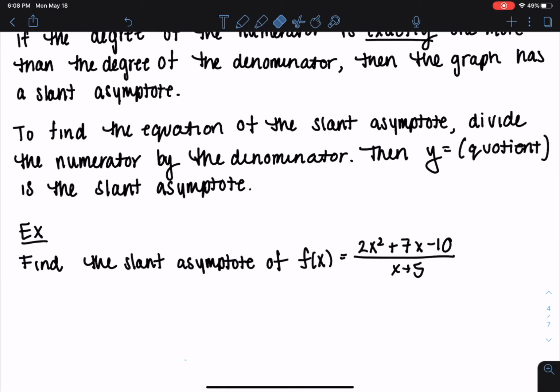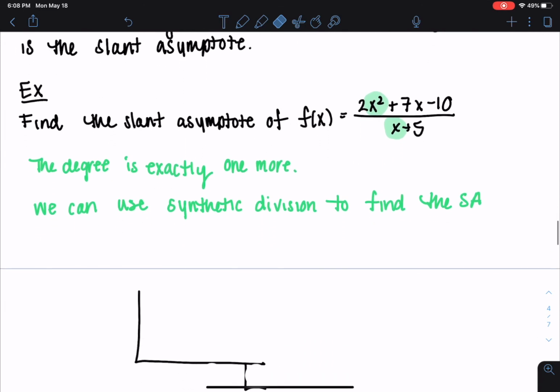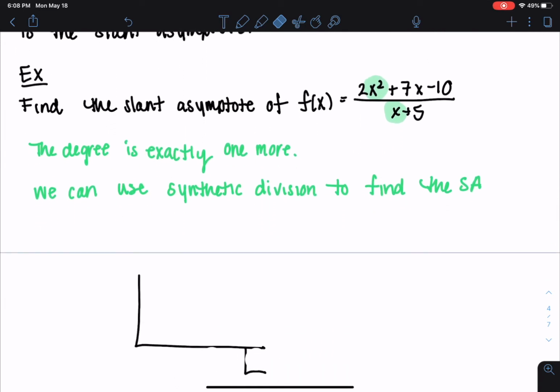Let's find a slant asymptote for this specific function. So we have a 1st degree polynomial in the bottom, 2nd degree up top. So the degree of the numerator is exactly 1 more. So what we can do in this case, because it's x plus 5 in the bottom, we can go ahead and use synthetic division. So we want to go ahead and divide the numerator by x plus 5.